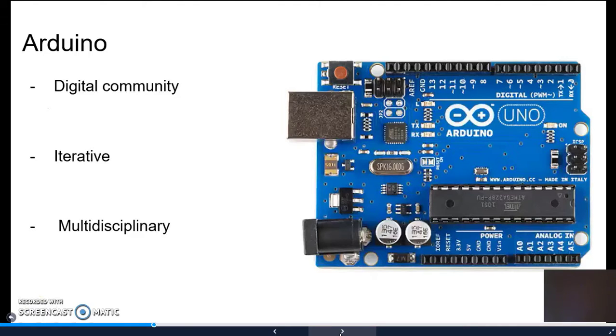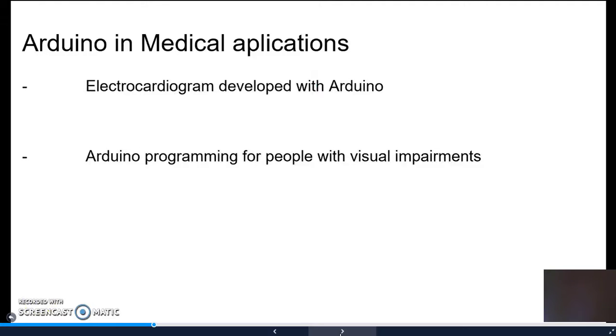Arduino. Arduino is a free hardware platform based on a microcontroller and a development environment designed to facilitate the use of electronics in multidisciplinary projects. Arduino in medical applications. These are two types of uses of Arduino in medicine: electrocardiogram developed with Arduino and Arduino programming for people with visual impairments.